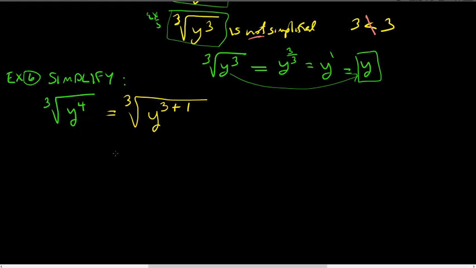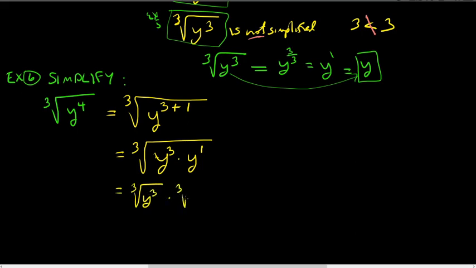And what's another way to write y to the 3 plus 1? Remember, when you're adding exponents, we did this earlier in the previous video, you're just multiplying y to the 3 times y to the 1. That's y to the 3 plus 1. And now, because it's a product, you're allowed to split these up as two separate radicals. In fact, we don't need the 1 here. I'll leave the 1 for now, but we don't need to write the 1.